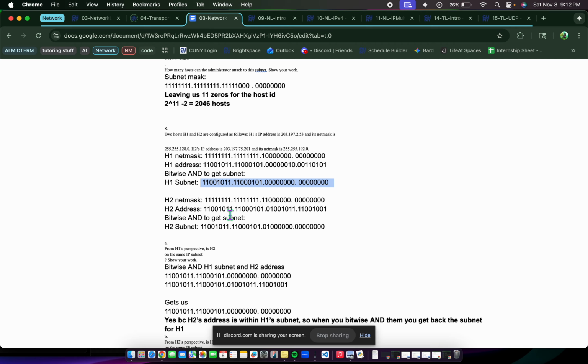So the question itself is asking, is it on the same subnet? First things first, I need to know what the subnet is. I do that by bitwise ANDing both of these: H1's net mask and H1's address, H2's net mask and H2's address.